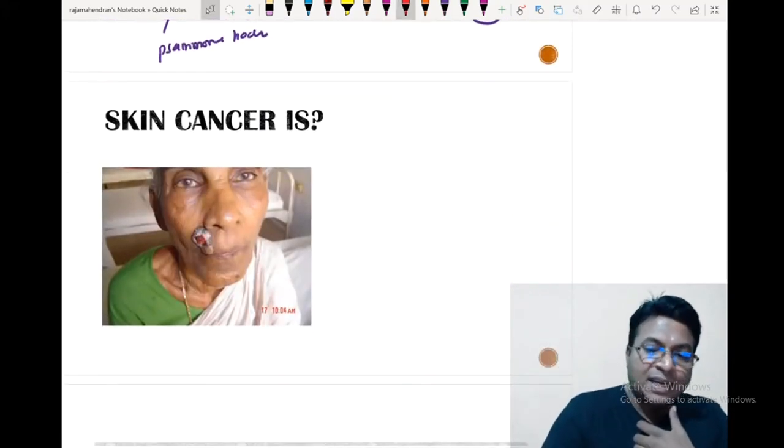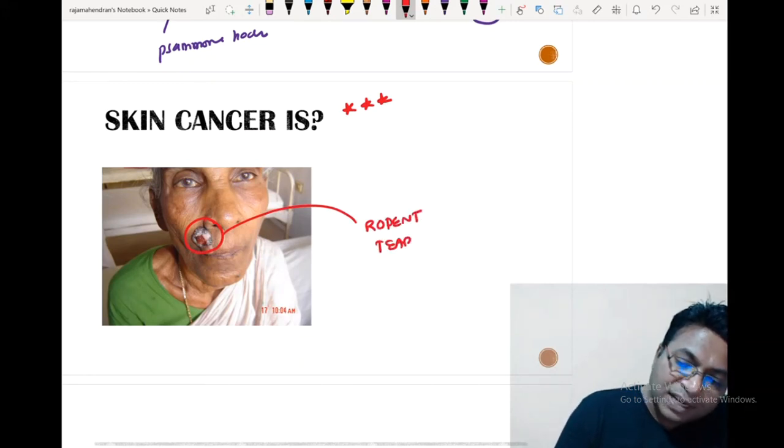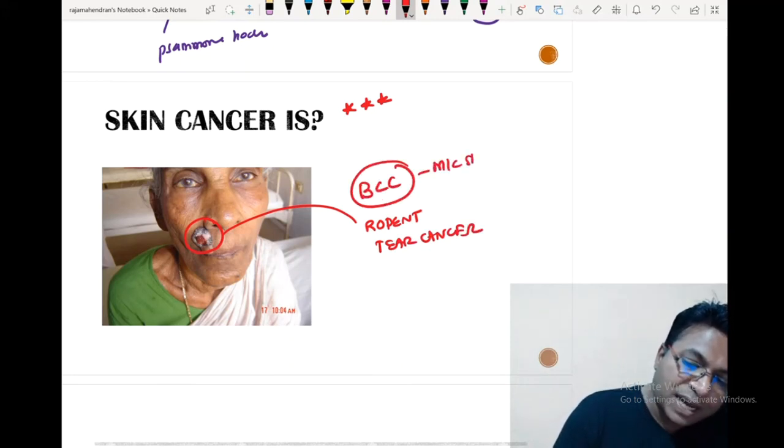So what is this skin cancer? You have a highly repeated MCQ. What type of skin cancer is shown here? This is known as rodent ulcer, also known as tear cancer, also known as basal cell cancer, the most common skin cancer.